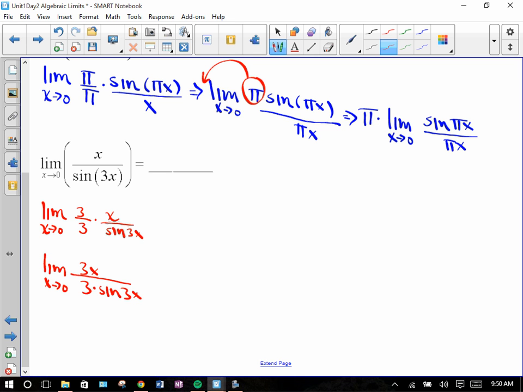What do I have here? Does everyone get where we are now? We have the limit as x approaches 0 of 3x over... am I multiplying by 3 here, or am I multiplying by 1/3?